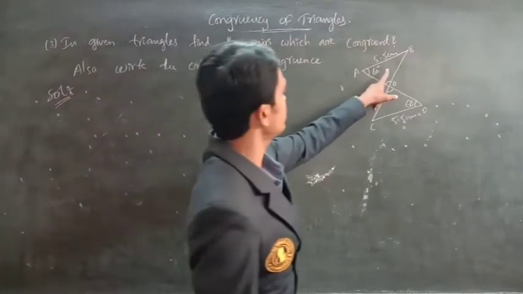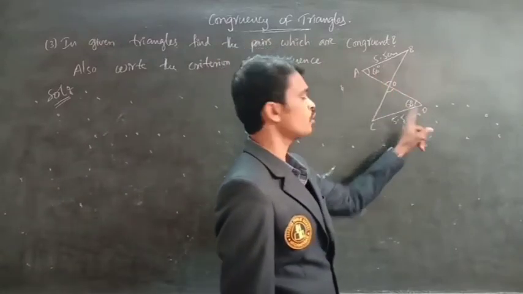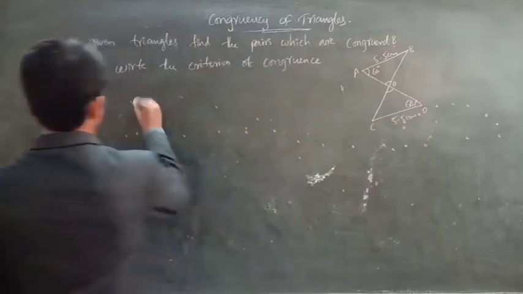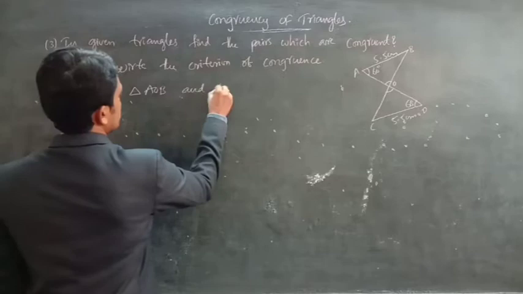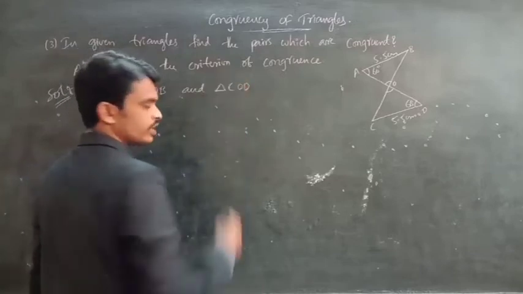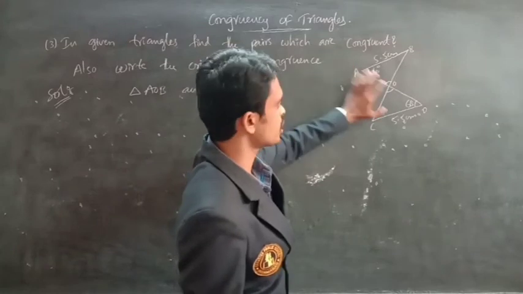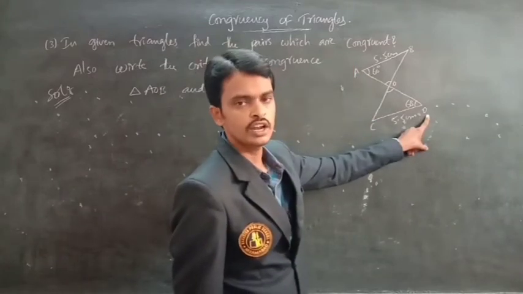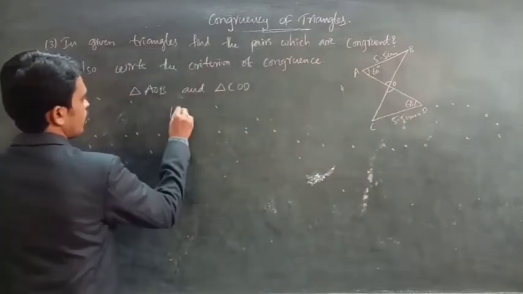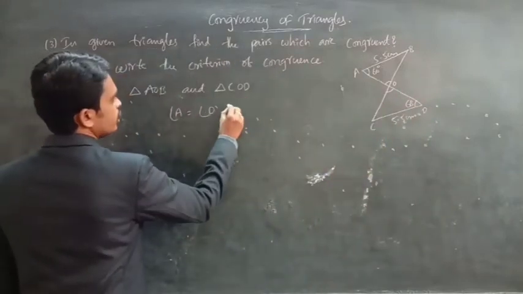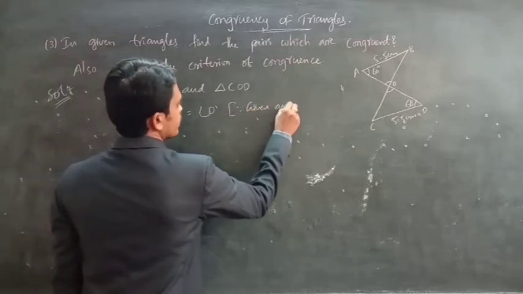Look at these two triangles, triangle AOB and triangle COD. The given angle A is 60 degrees and angle D is also 60 degrees, so these two angles are equal. Angle A is equal to angle D, since it is a given angle.